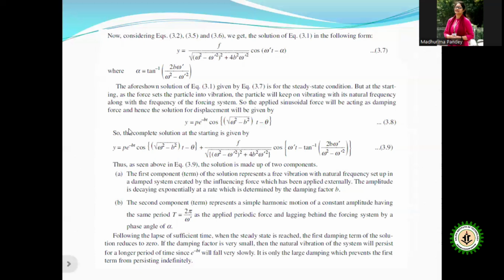Here the first term comes from the natural oscillations of the system, which eventually die out because of the presence of damping. And the second term comes from the oscillation that appears because of the presence of the external force. So we get these two solutions for the case of forced oscillation when we solve the equation of motion.